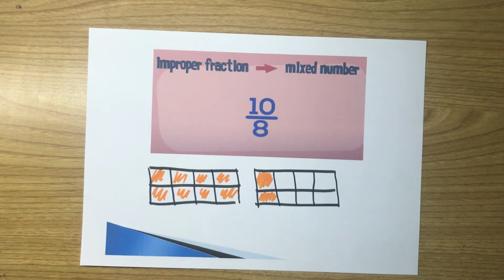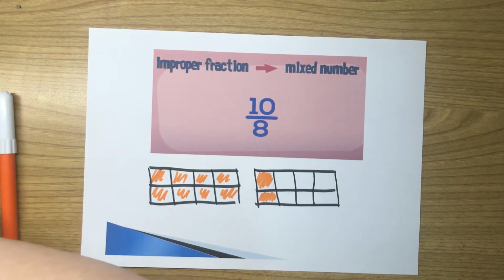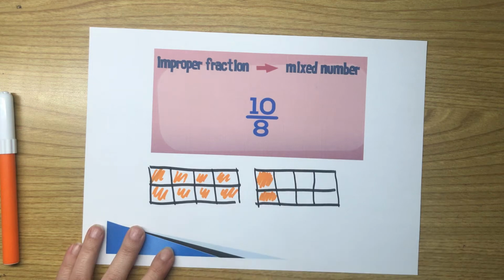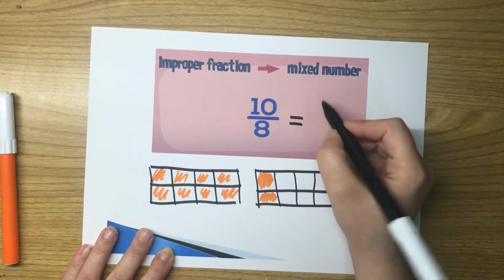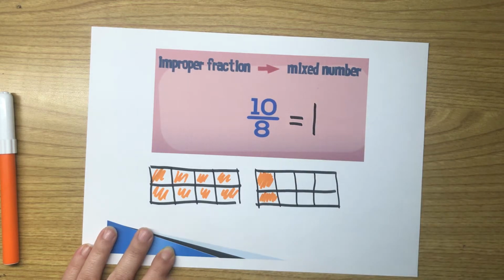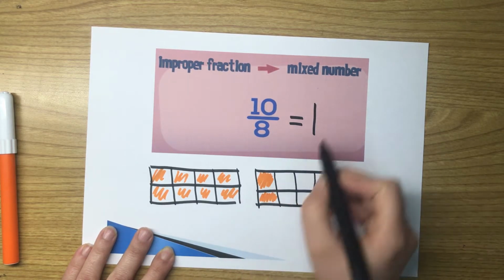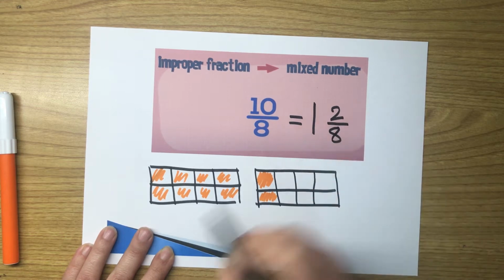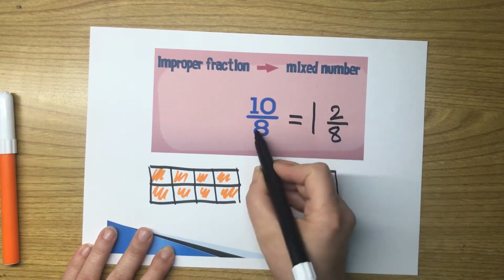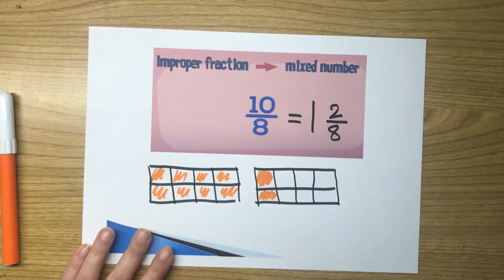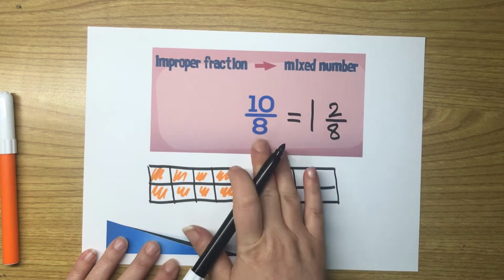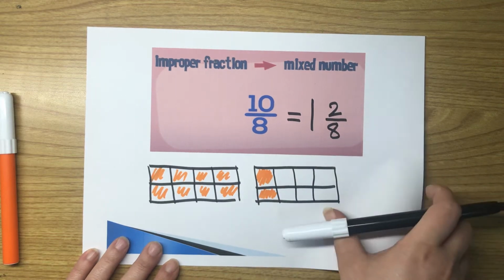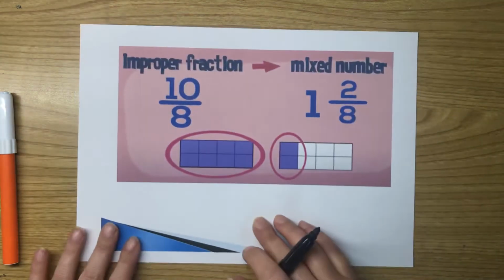This is 10 eighths. I want to write them as a mixed number. This is one whole, so it's going to equal 1 whole, and how much is left? There are 2 eighths. Remember, the denominator is equal for both the improper fraction and the mixed number. Okay, here is another one which is better.